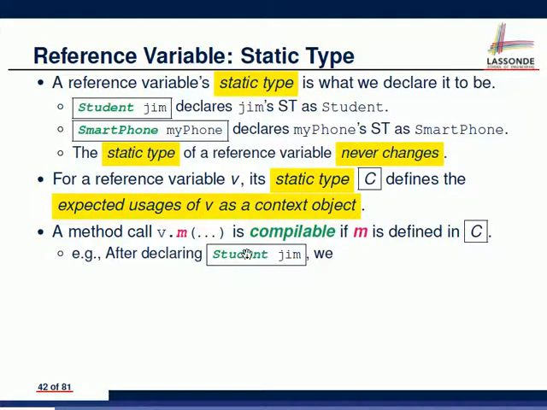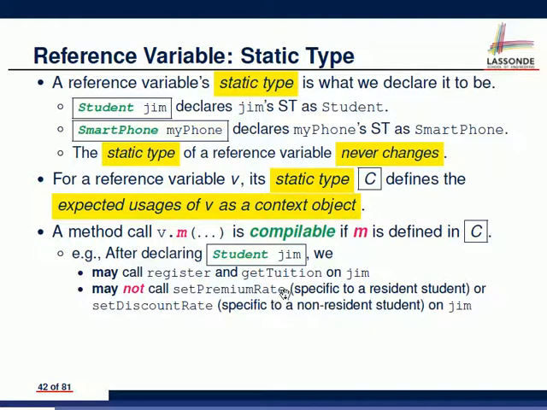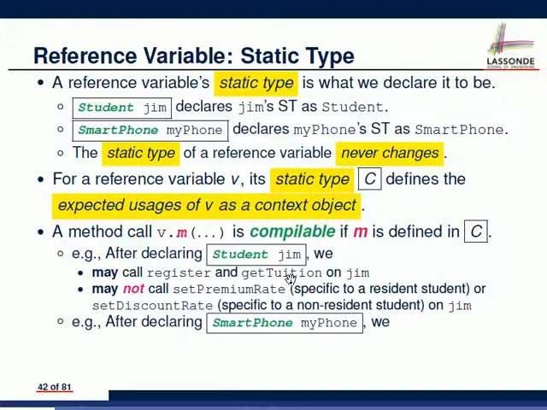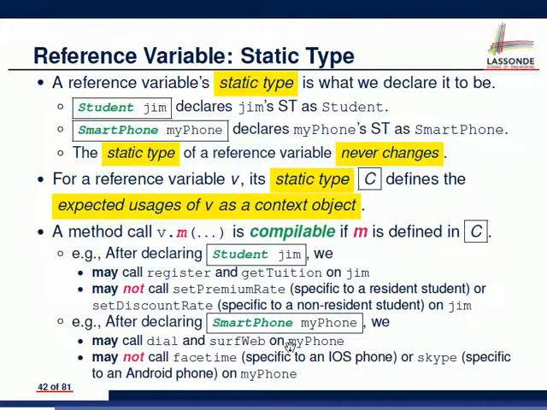So if we declare, exactly as I said, a Student Jim, we can call register and the get tuition method, but we cannot call setPremiumRates, because it's simply not defined on the static type. And if we say myPhone is a smartphone, then we can only say dial or surfWeb, but we cannot say FaceTime, for example, because FaceTime is specific to iOS. Guys, any question about static type? Two things you should know about static type. First of all, it never changes. Second, it defines the expectation on the variable.